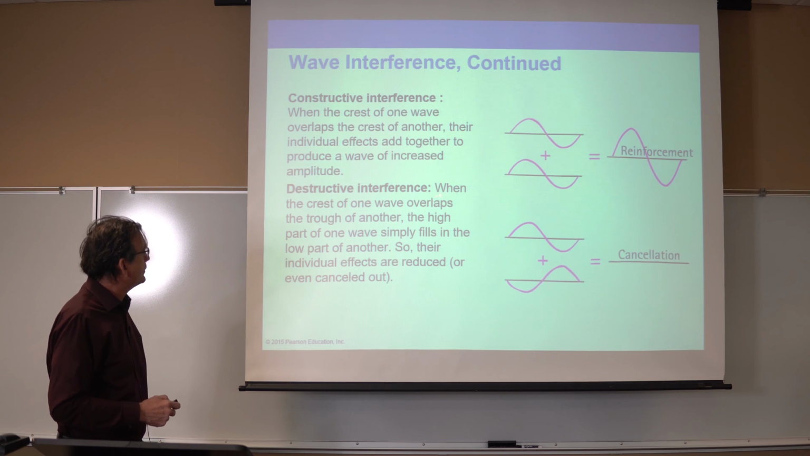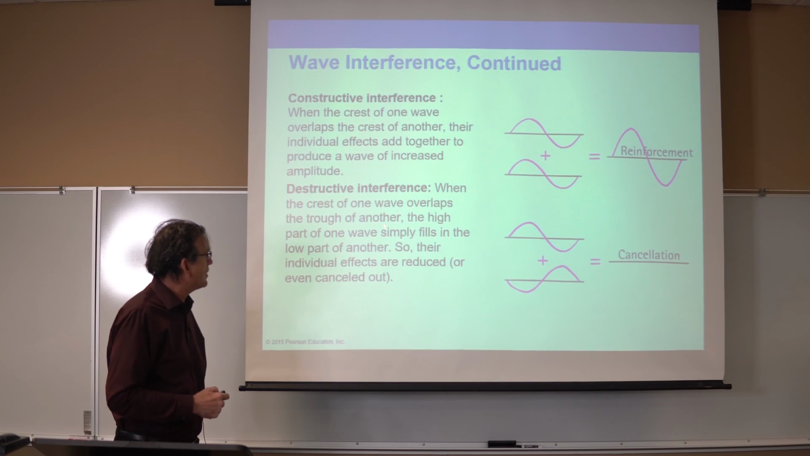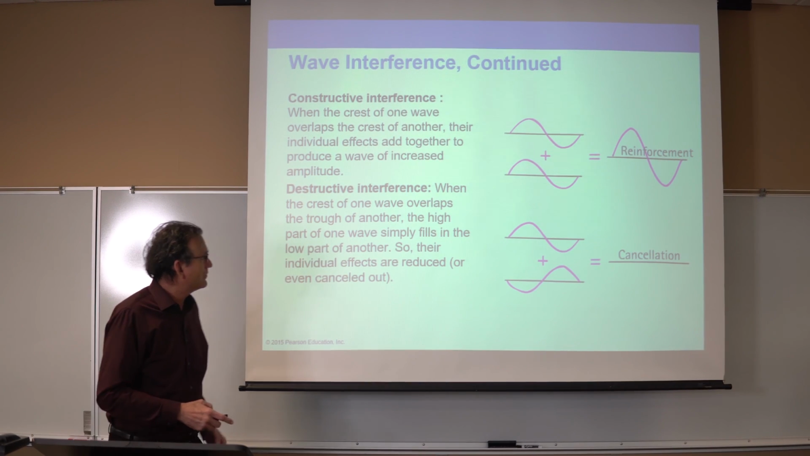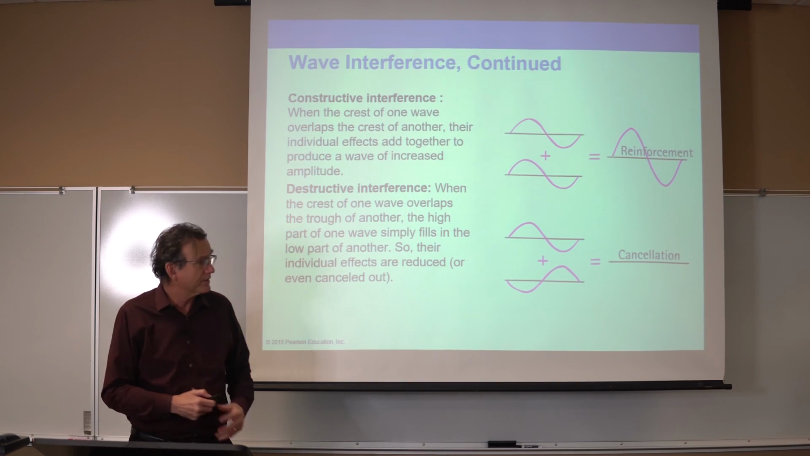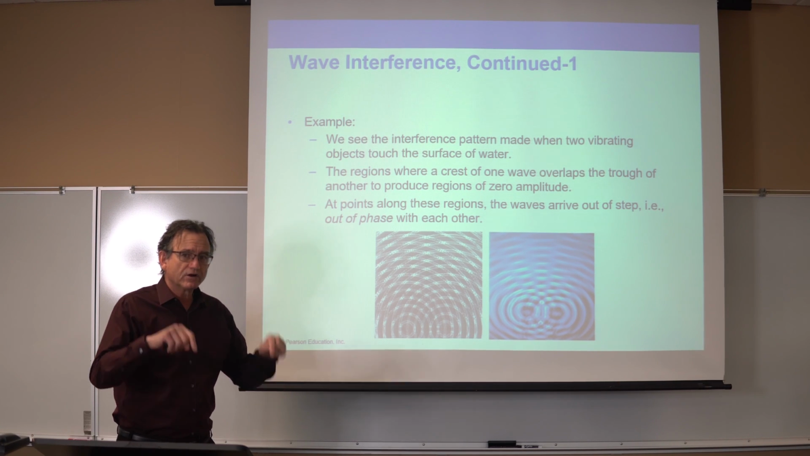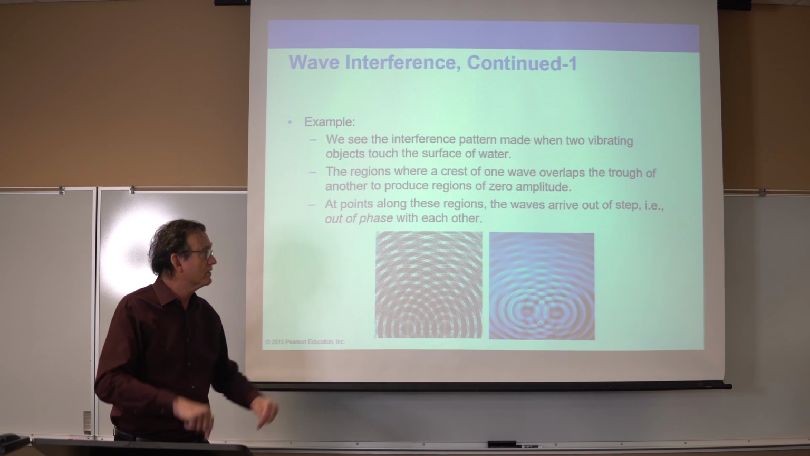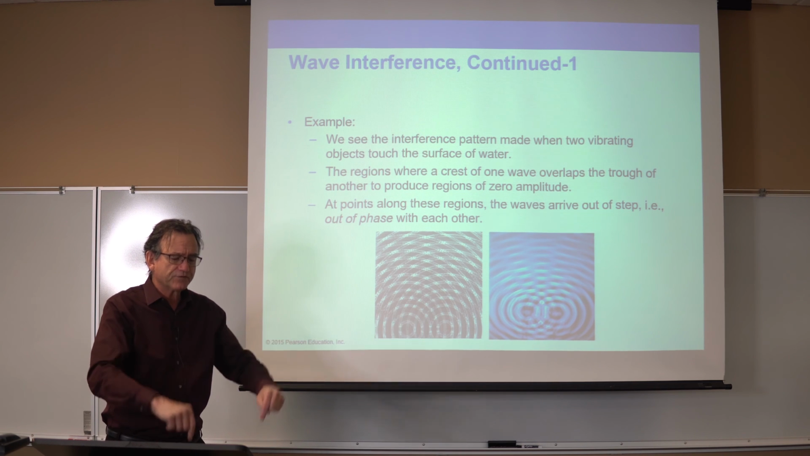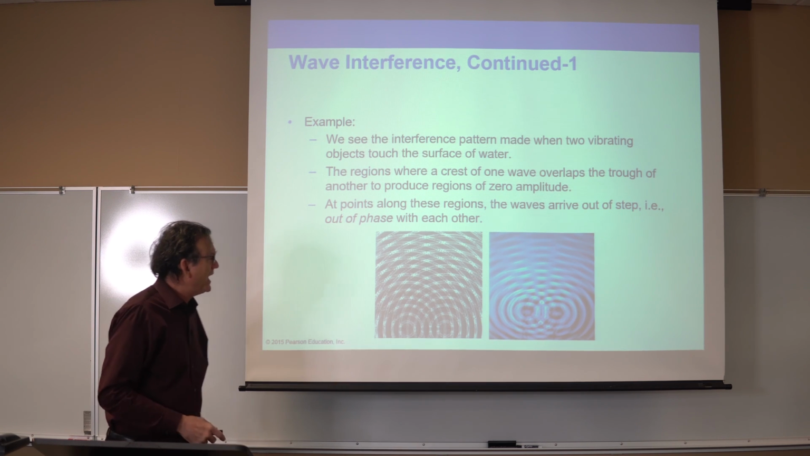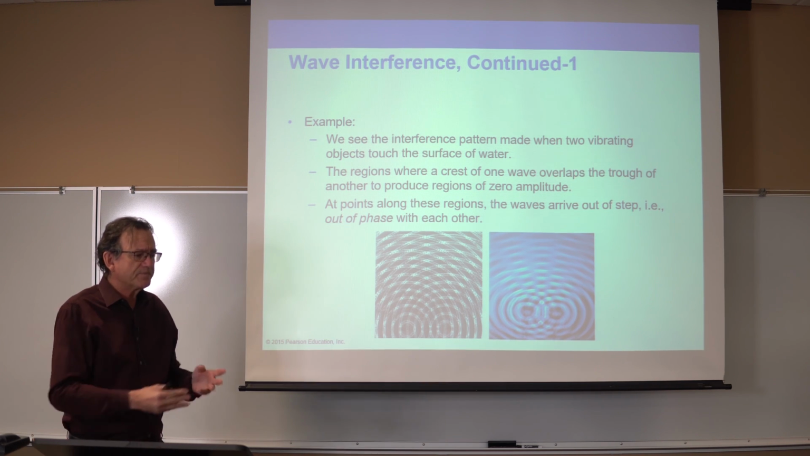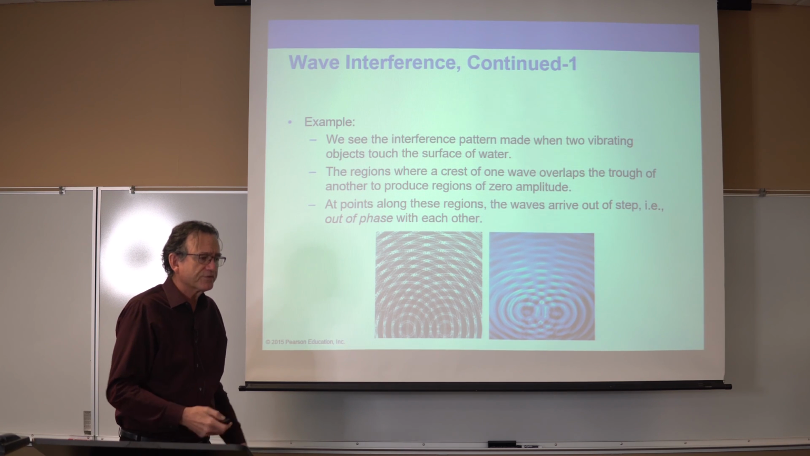So destructive interference occurs when the crest of one wave overlaps the trough of another. The high parts of one wave simply fill in the low part of the other, so their individual effects are canceled. Okay. Now we have one example here of two rods that are penetrating into the surface of water. They're going in and out. They are in phase with each other. They are going up and down at a fixed frequency, for example, 1 hertz, and they each generate a spherical pattern of waves expanding out, like a pebble dropping on the surface of the water.